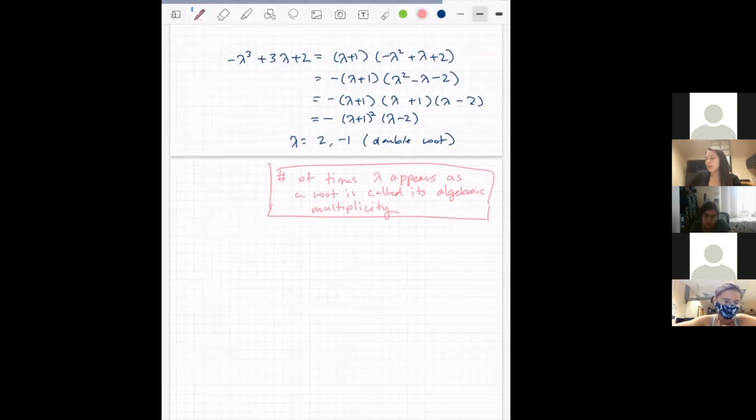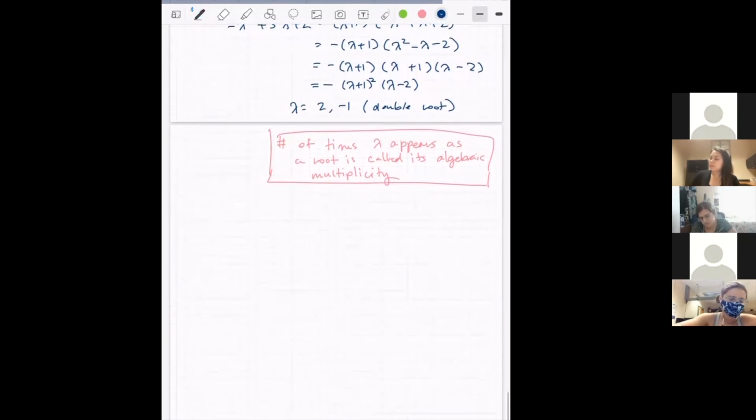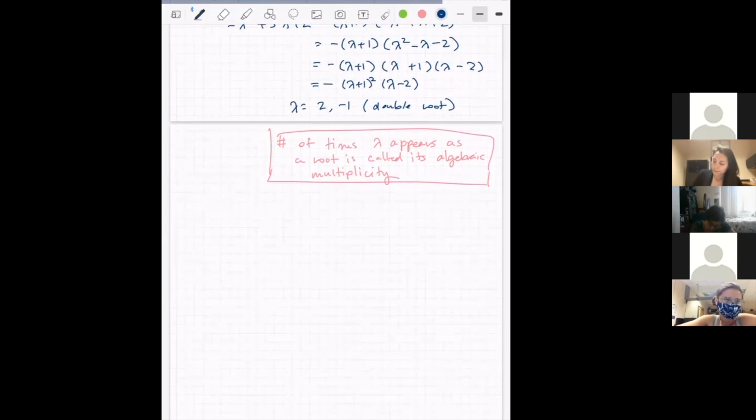So this is in contrast with what we will call the geometric multiplicity, which we'll get to in a second. But first, let's look at the eigenspaces, right? Okay, so we can go about computing the eigenspaces. So there will be two of them since we have two eigenvalues. Let's start with 2. So for lambda equals 2, we are looking at A minus 2I.